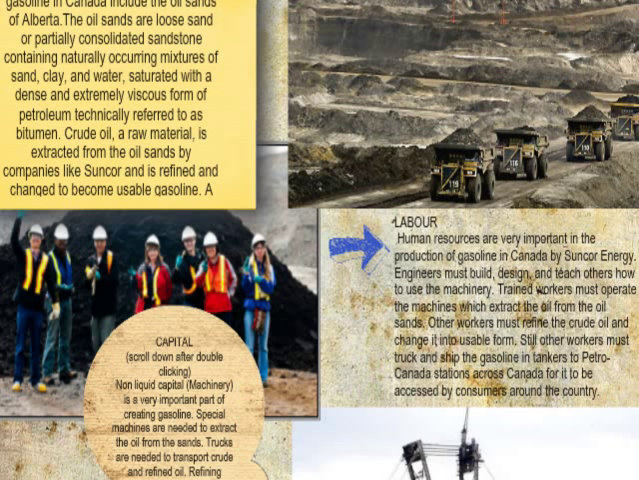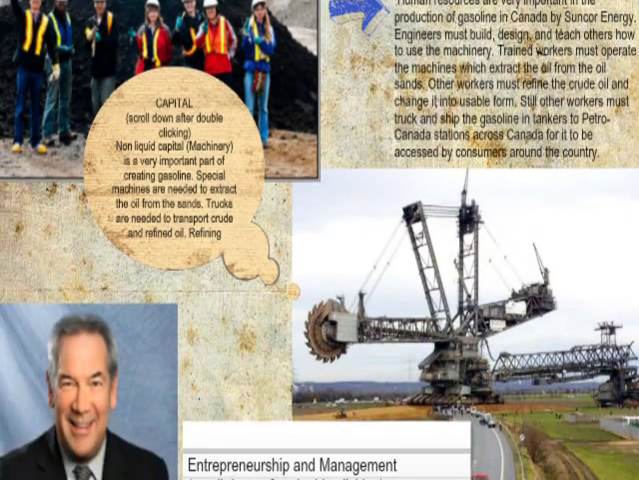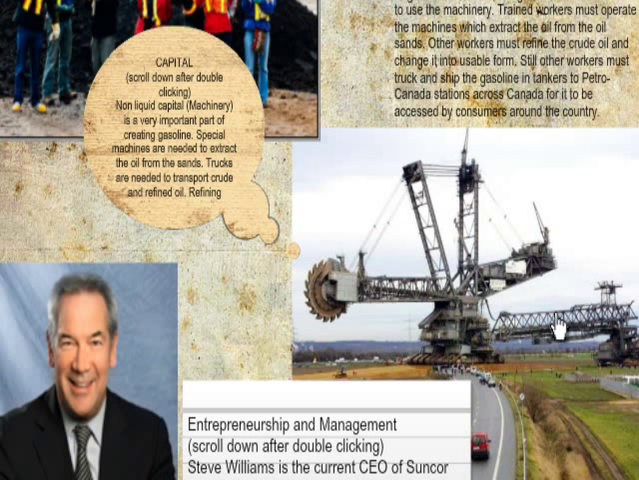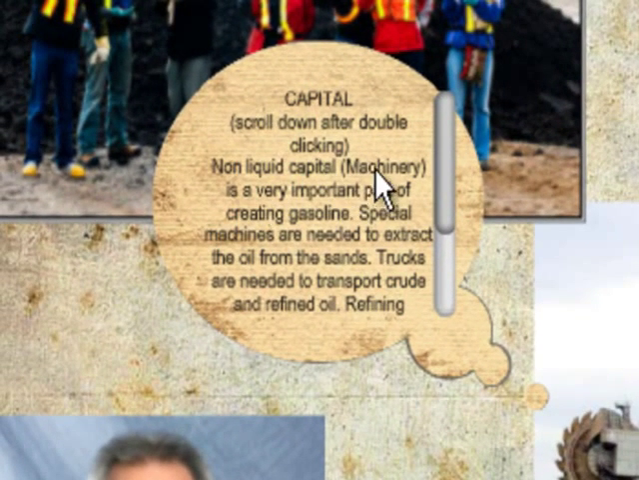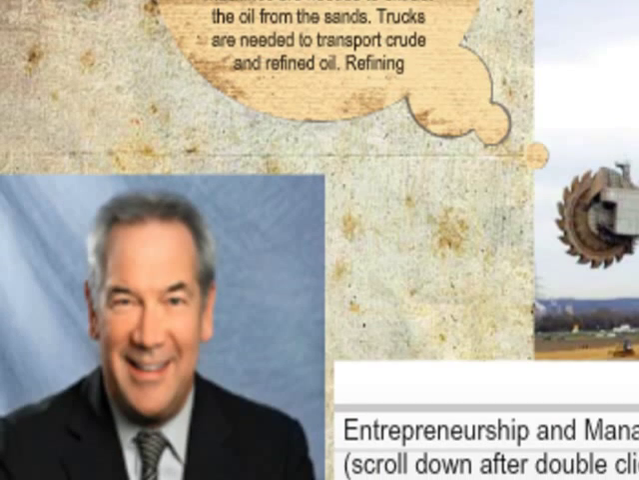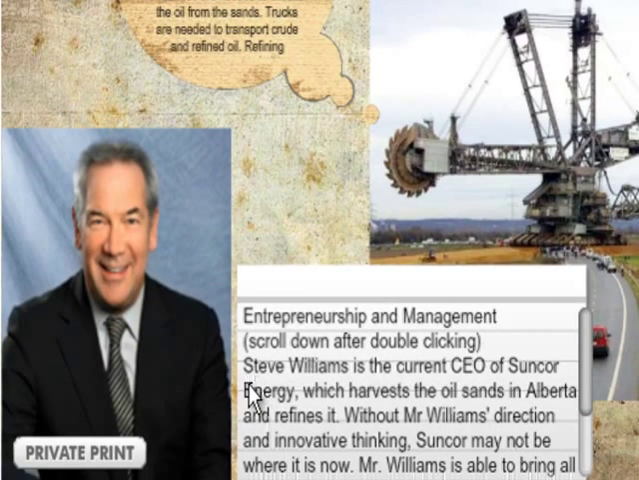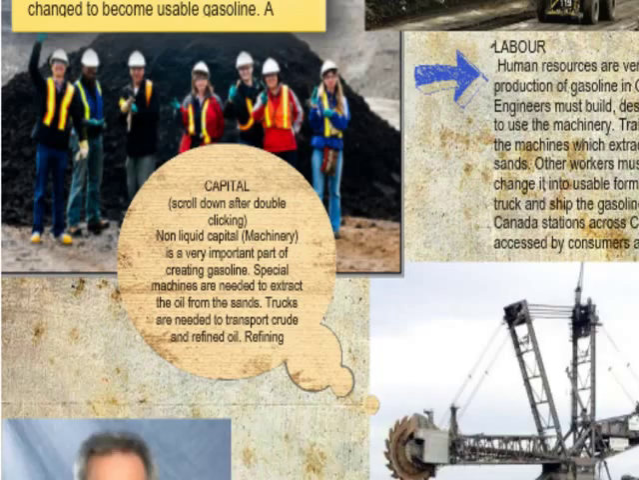Then if we go further down, we find this image. This is about the tools and machinery, the big cutting machine, and it is written here that non-liquid capital machinery is a very important part of creating gasoline. At the bottom, this image of a gentleman shows the chief executive officer, and this represents the entrepreneur. This is one good example.